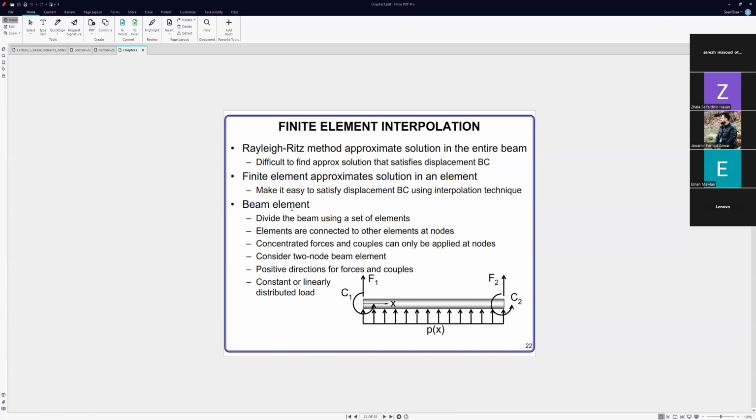We will need to divide the beam using a set of elements. The elements are connected to other elements at nodes. Concentrated force and couple can only be applied at nodes. Consider a two-node beam element, with positive direction for force and couples, and constant or linearly distributed loads.